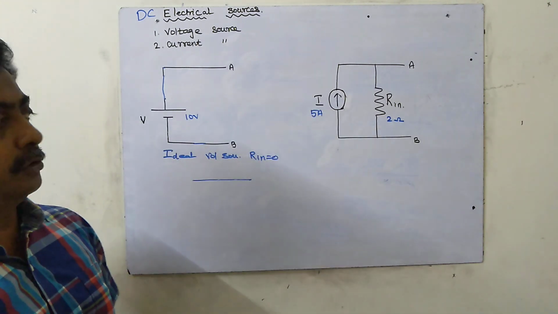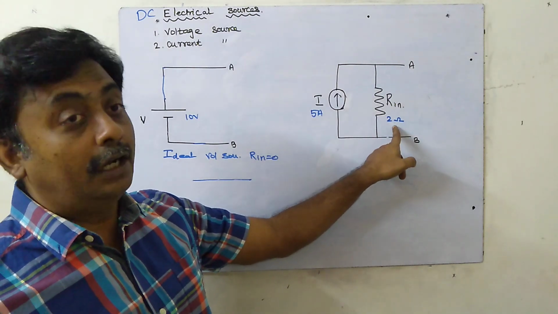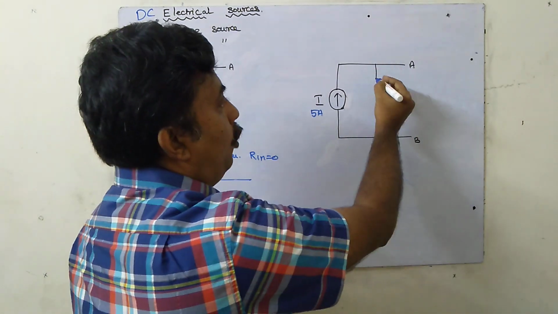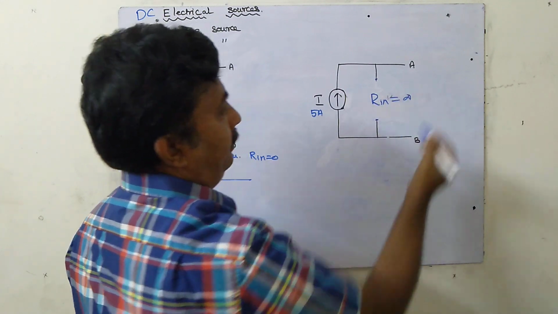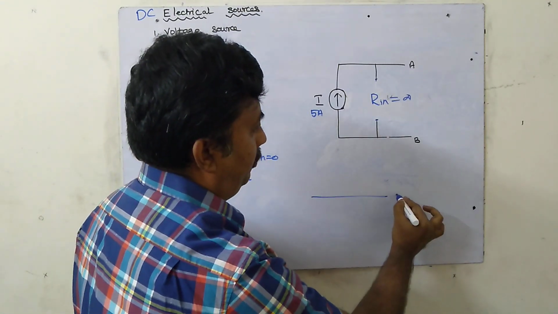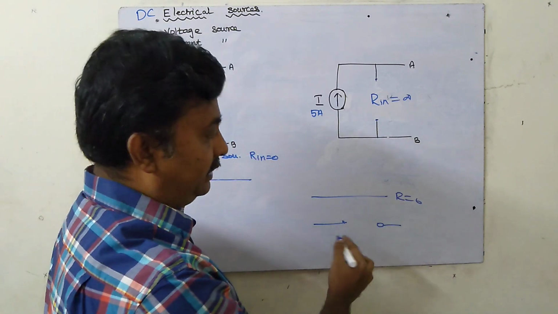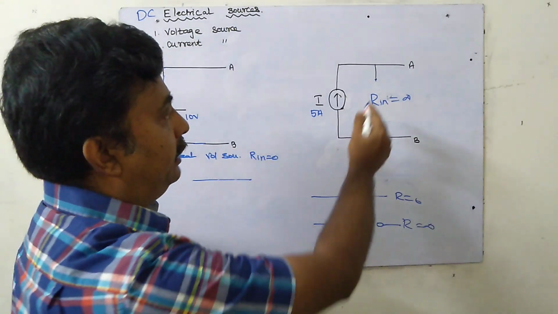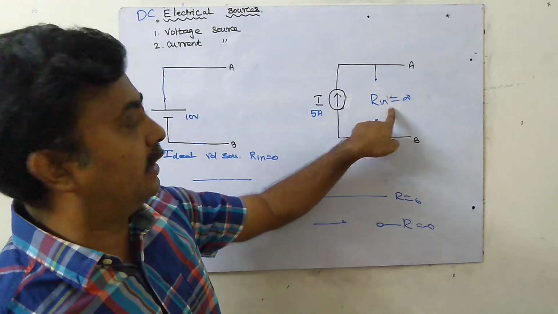So what is the ideal current source? What should the value of R internal be? It should not be 0, because 0 means short circuit, but it should become an open circuit. For an open circuit, R internal should become infinity. Infinity means open circuit; 0 means short circuit. Open circuit means no current can flow through it. When R is equal to infinity, no current will flow. So for an ideal current source, R internal is equal to infinity.